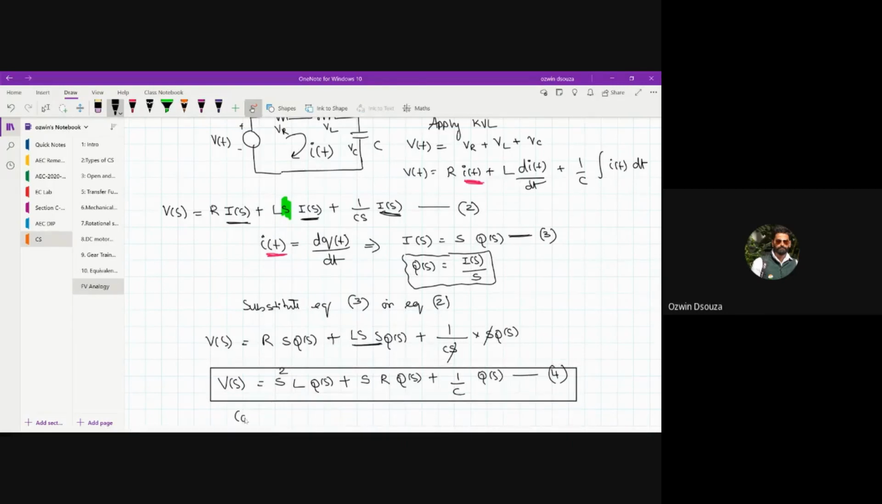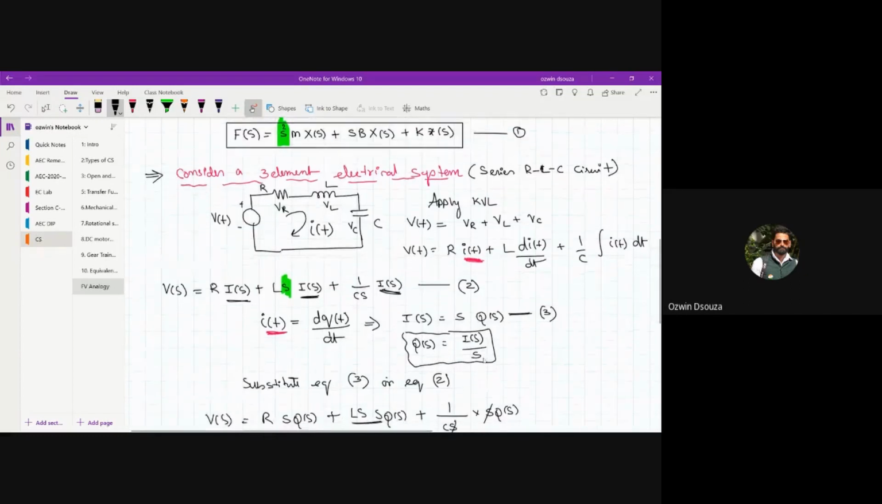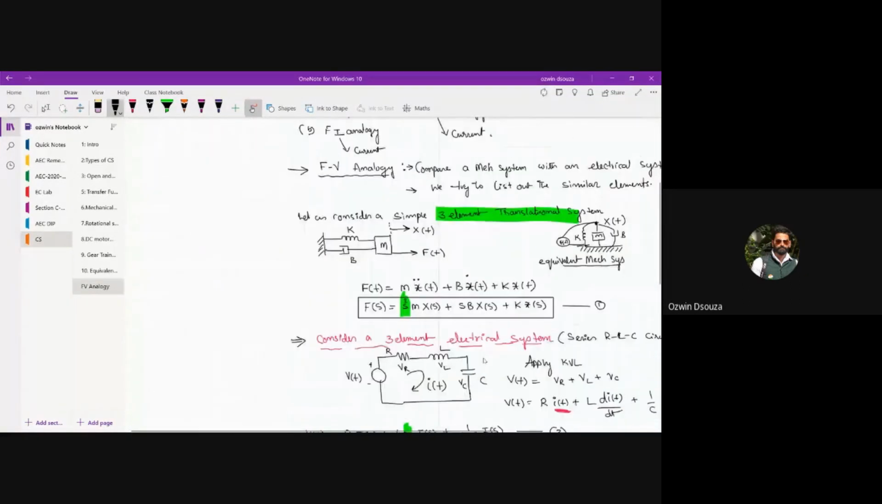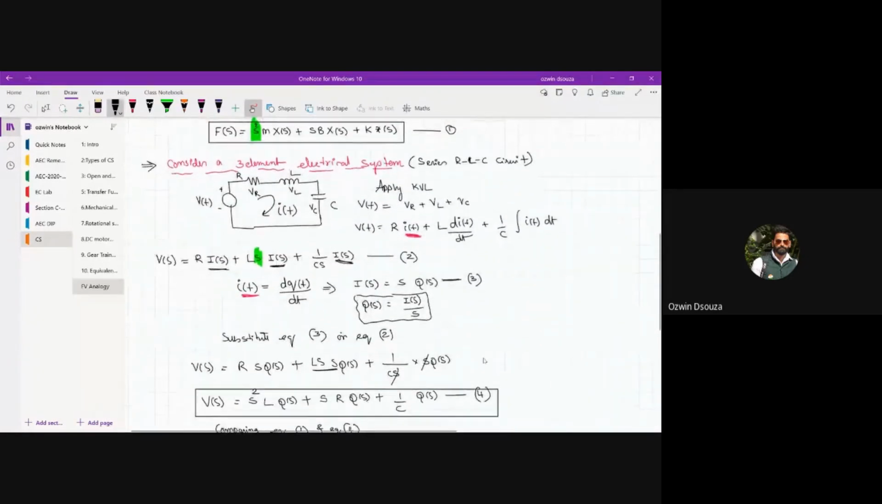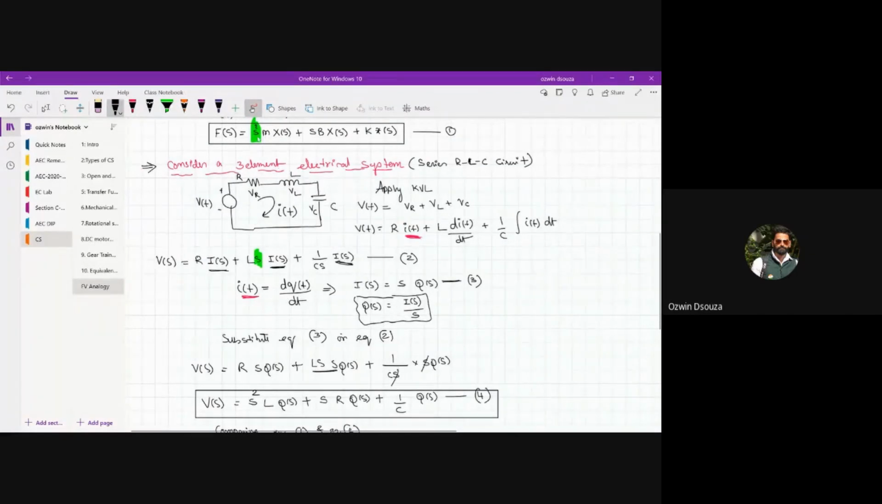Now you compare equation 1 and equation 4. Just a little, I'll minimize. Yeah, you look at equation 1. The highest power of s in equation 1 is 2. And in equation 4, the highest power of s is also 2. Now you can say that the two systems are analogous.